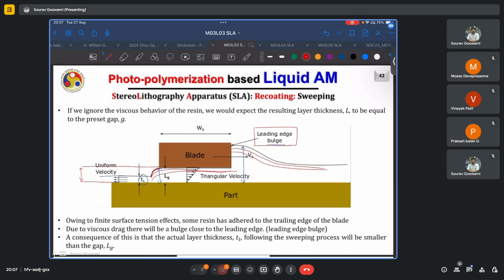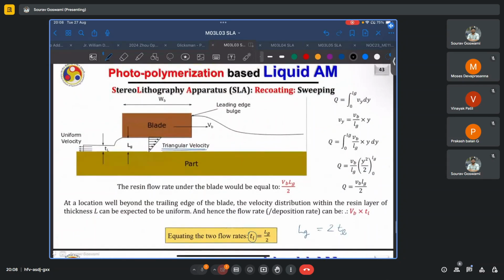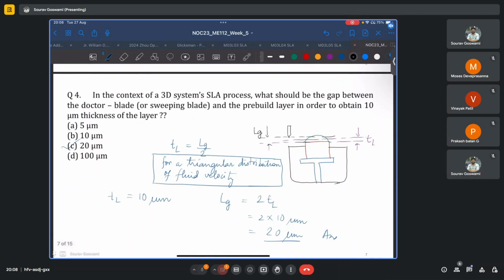And for a triangular distribution of velocity from the part, where you assume zero velocity, to the blade, where you assume velocity equal to the blade velocity. For such a simple case, the calculations were performed to show that these heights are related as such. So at the lagging edge, the height of the resin column will equal twice the required layer thickness. So we directly use this formula for question number 4. We assumed that the distribution of the velocity between the part and the doctor's blade will be triangular, and thus the required layer thickness will equal half of the layer height at the lagging edge. That gave us the value of 20 microns.